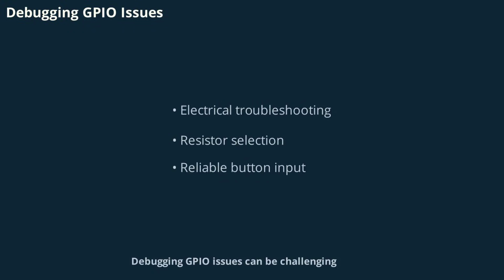Debugging GPIO issues can be challenging, especially when dealing with noisy signals or unexpected behavior. Understanding the electrical characteristics of your system helps you diagnose problems quickly. For example, knowing when to use pull-up or pull-down resistors can prevent floating inputs and erratic readings. Additionally, handling debouncing in software ensures reliable button presses. These troubleshooting skills are invaluable for any embedded developer working with real hardware.